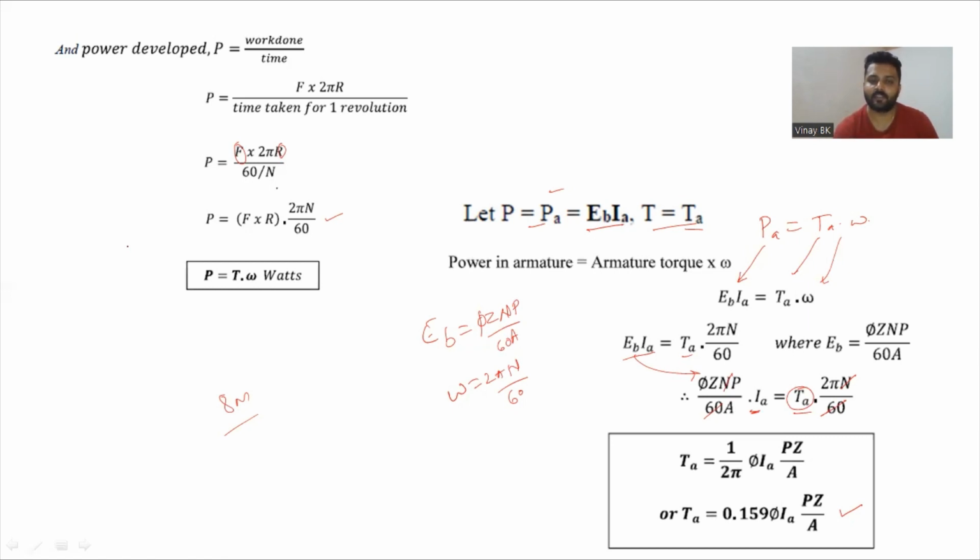Once after that, you replace P by Pa, armature power, and T by Ta, armature torque. So power in armature is given by Eb into Ia, whereas Eb equals phi Z NP by 60A. By doing all these simplifications, at the end you get the torque equation, that is 0.159 phi into Ia PZ divided by A.